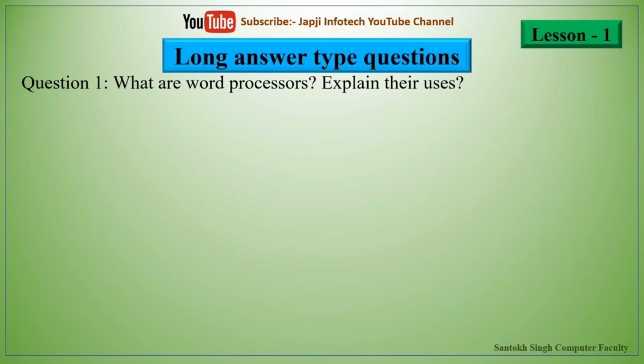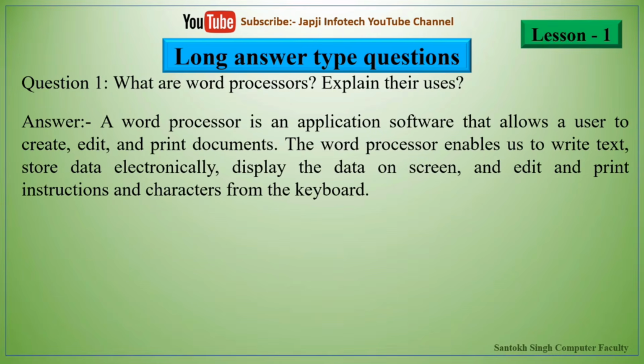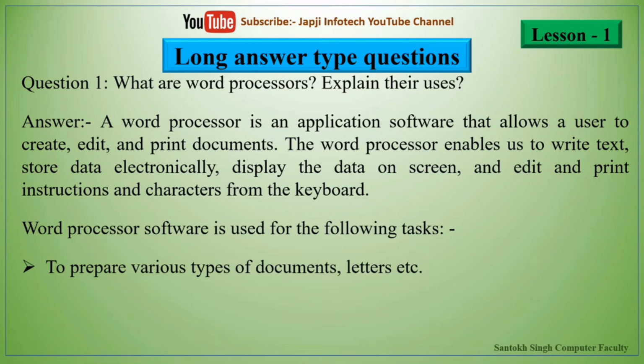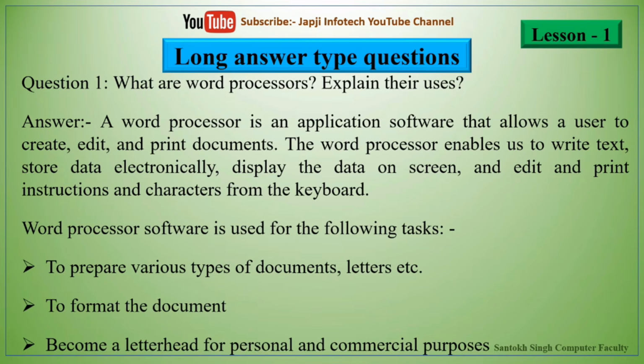So now we learn about long answer type questions. Our first question is, what is a word processor? Explain its uses. A word processor is an application software that allows a user to create, edit, and print documents. The word processor enables us to write text, store data electronically, display the data on screen, and edit and print instructions and characters on the keyboard. Word processor software is used for the following tasks. The first one is to prepare various types of documents, letters, etc. To format the document, become a letterhead for personal and commercial purposes.